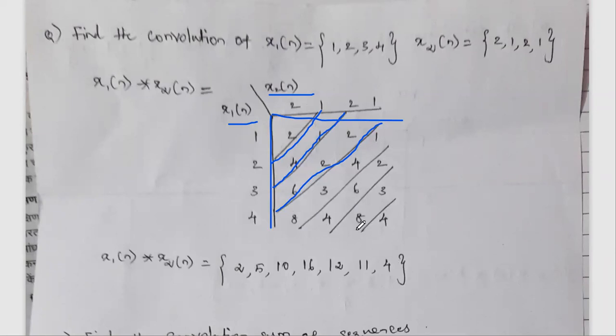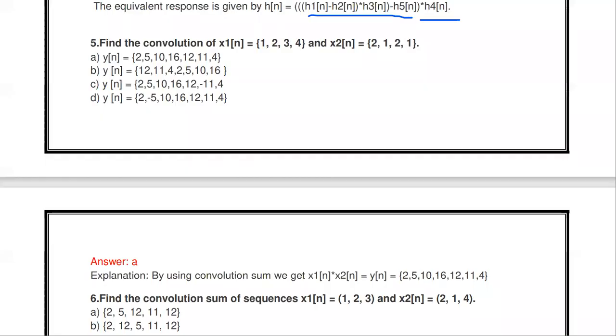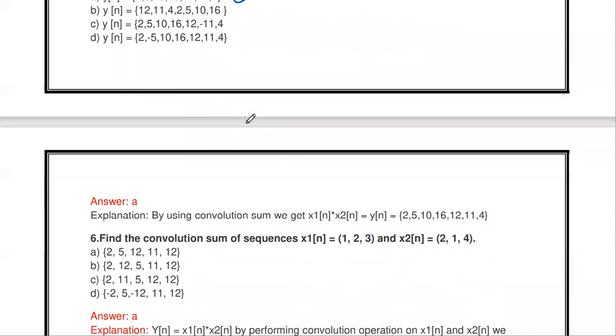Similarly, you add these elements and write them. So x1 of n convolution with x2 of n is 2, 5, 10, 16, 12, 11, 4. This is the answer. This is the sum of discrete convolution of these sequences. So the answer is option A: 2, 5, 10, 16, 12, 11, 4.